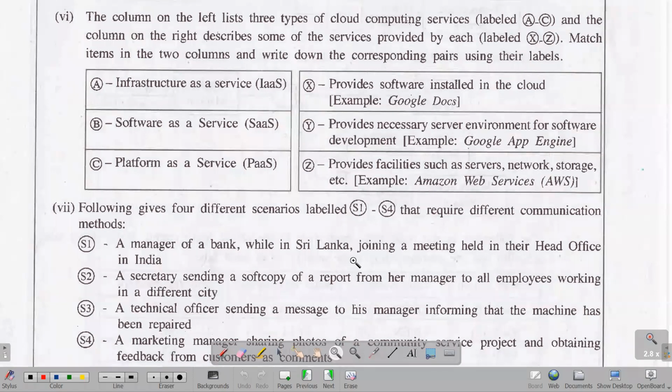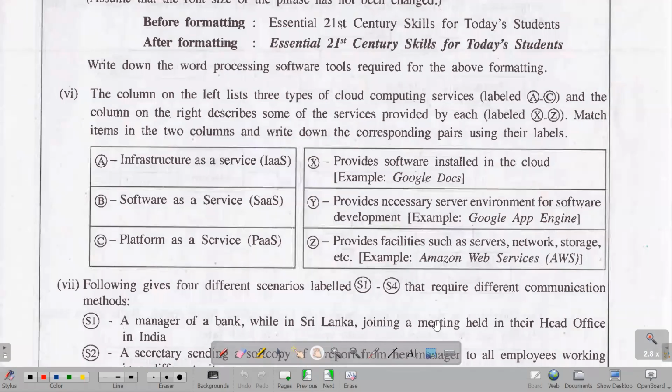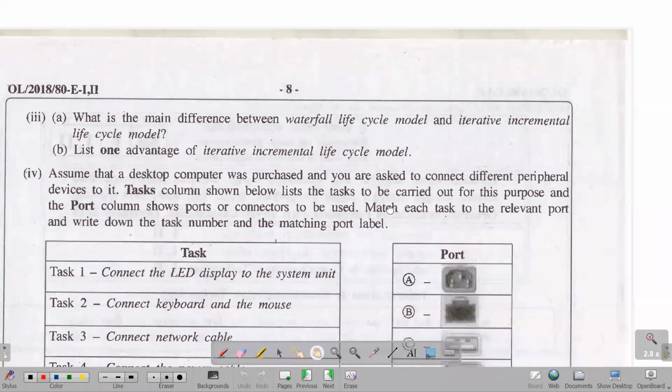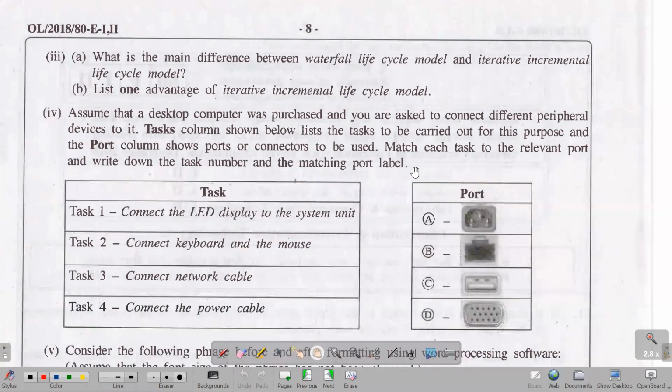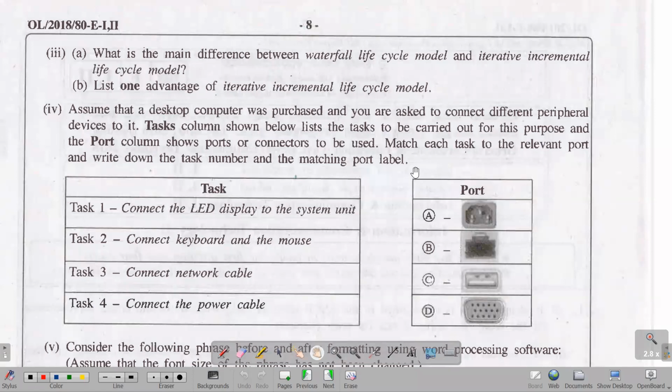Okay, now the third question is talking about what is the main difference between the waterfall lifecycle model and the iterative incremental lifecycle model. I'm going to show you the answer script so you can find out what the differences are in these 2 models, right? And it is asking to list 1 advantage of the iterative incremental lifecycle model.